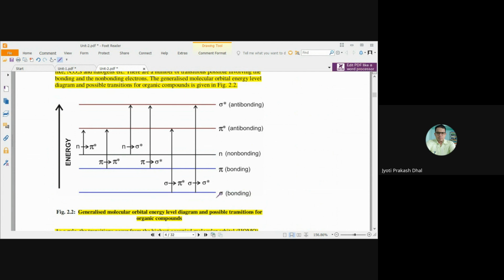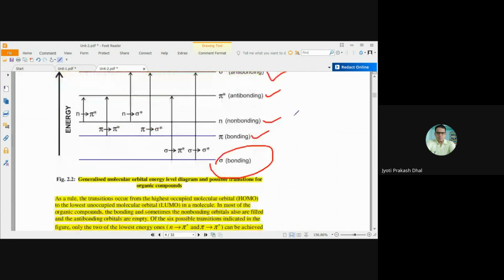We know that the sigma bonded electrons are energetically very low, so they are stable and will be present at the lowest energy level. The next higher energy level is pi bonding electrons, and the next energy level is non-bonding electrons, and the next one is anti-bonding, that is pi star anti-bonding, and the next one is sigma star anti-bonding.